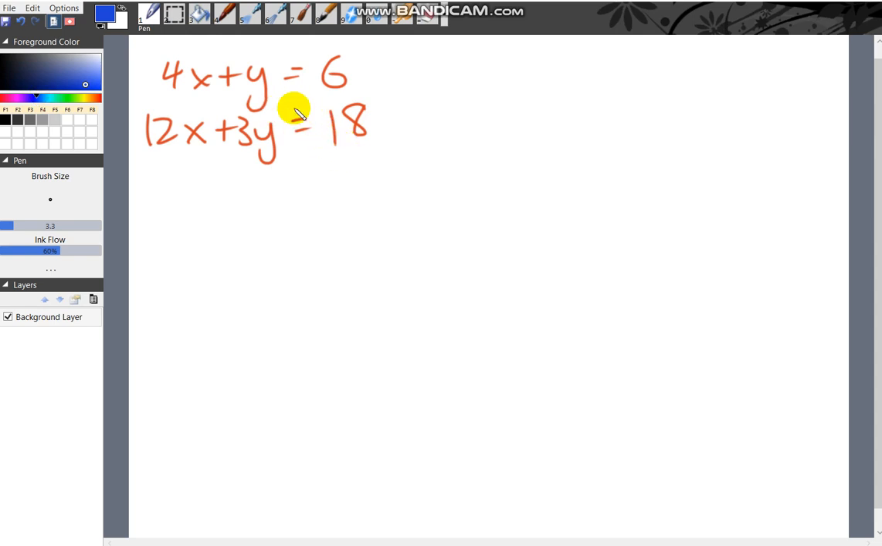So what I see we can do is we can actually try to use elimination. Let's say we use elimination for this one. So what I see is we can multiply this top equation by negative 3. If we multiply by negative 3, we can get rid of the positive 3y here, because opposite of positive 3y is negative 3y. So we're going to multiply top by negative 3. So negative 3 times 4x can be negative 12x. Negative 3 times y is going to be negative 3y. Negative 3 times 6 is going to be negative 18.